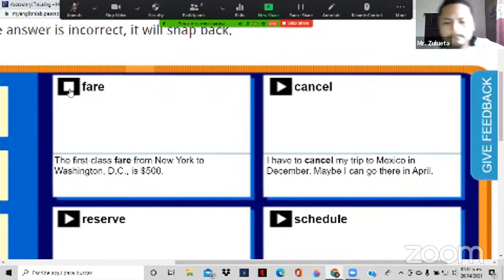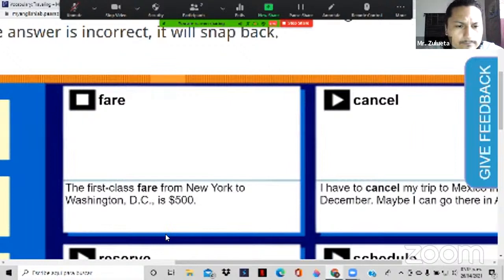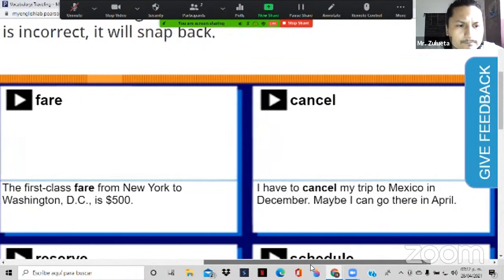Fare. The first class fare from New York to Washington, D.C. is $500. Cancel. I have to cancel my trip to Mexico in December. Maybe I can go there in April.